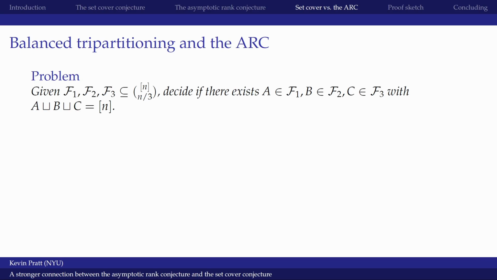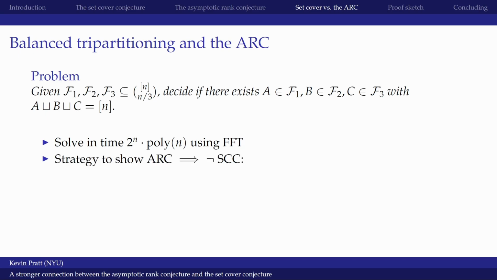And the way that I got this result is by considering the following problem, which I'll call the balanced tripartitioning problem. So here we're given as input 3 families of subsets of an n-element universe, where the sets each have size n over 3. And we're trying to decide if there exists one set from each family, with these 3 sets covering or equivalently partitioning the universe. So the fastest known algorithm for this problem runs in time 2 to the n times a polynomial in n. This can be done using the fast Fourier transform, for example.